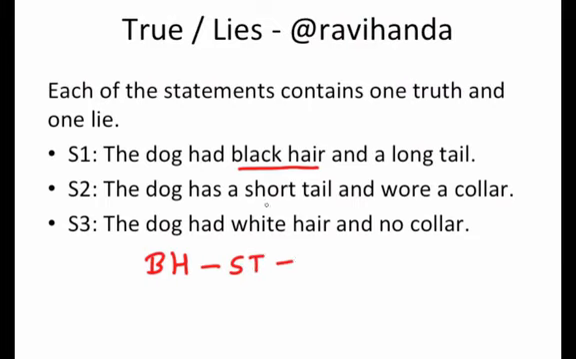And then if he has a short tail and he wore a collar. So short tail and wore a collar cannot occur together. That means it was a no collar situation. So black hair, short tail, no collar is correct. It is a possibility. It is not the only possibility. Let's try and figure out other possibilities.